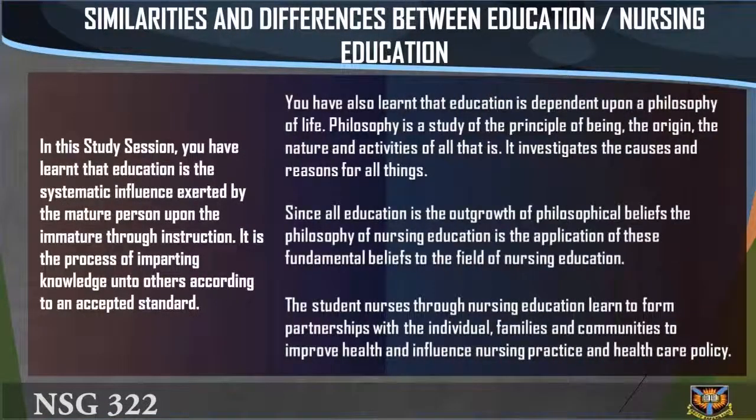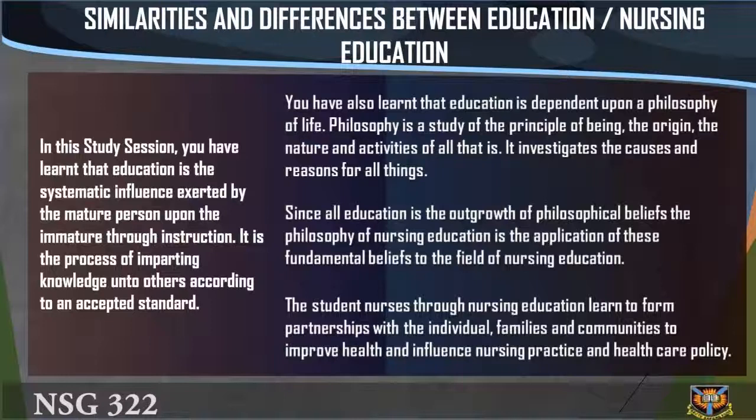Study section summary. In this study section, you have learned that education is the systematic influence exerted by the mature person upon the immature through instruction. It is the process of imparting knowledge onto others according to an accepted standard. You have also learned that education is dependent upon a philosophy of life. Philosophy is a study of the principle of being, the origin, the nature, and the activities of what is. It investigates the causes and reason for all things.